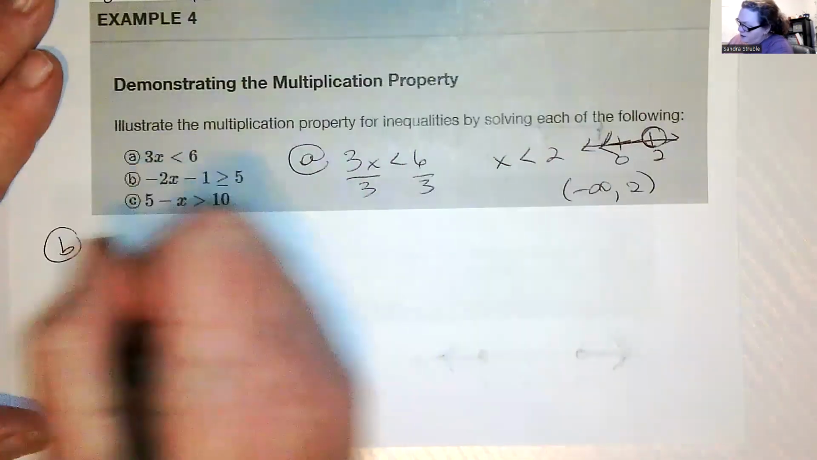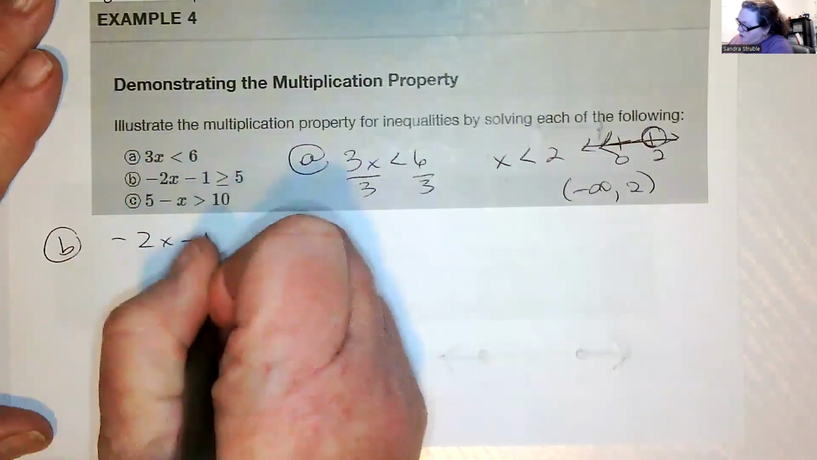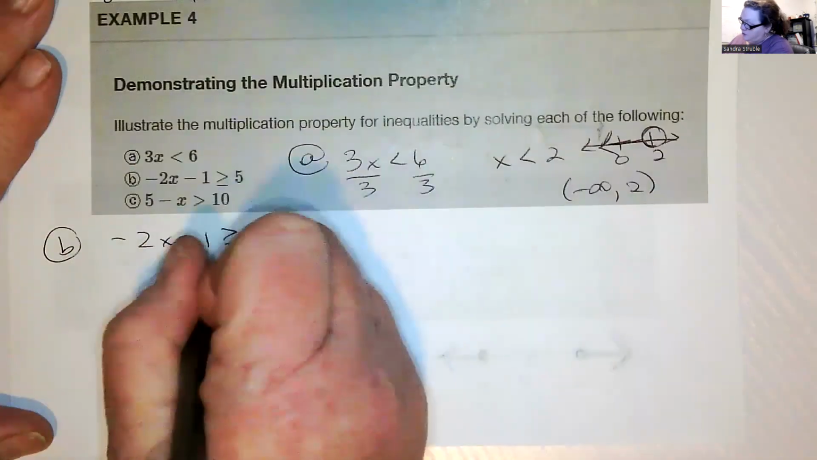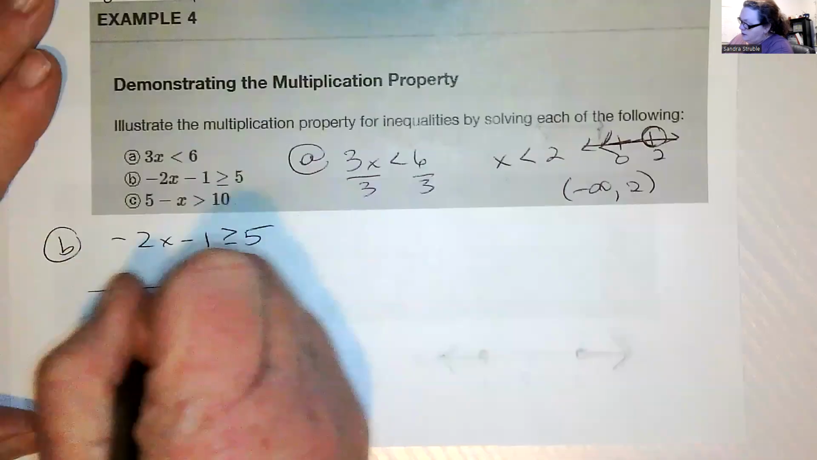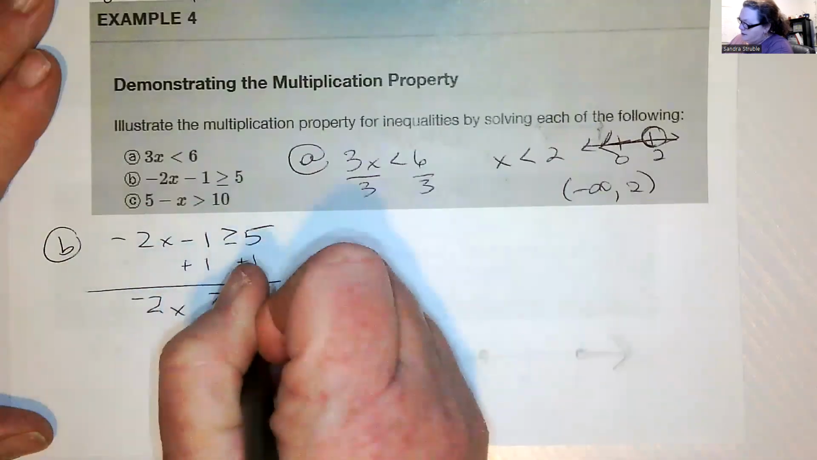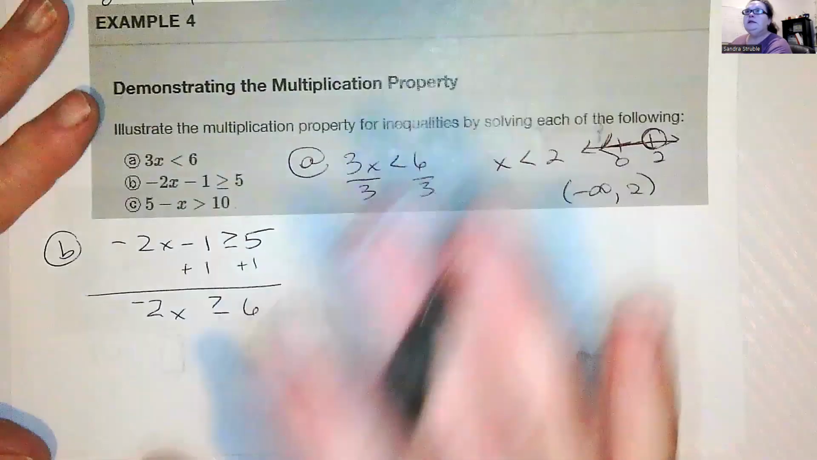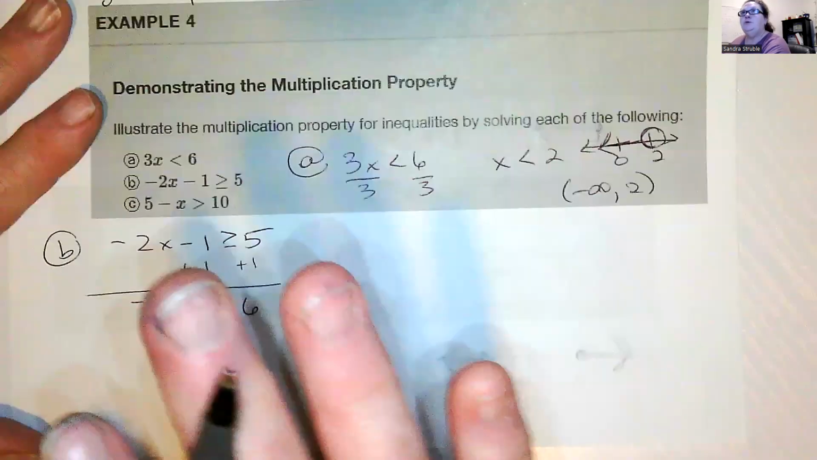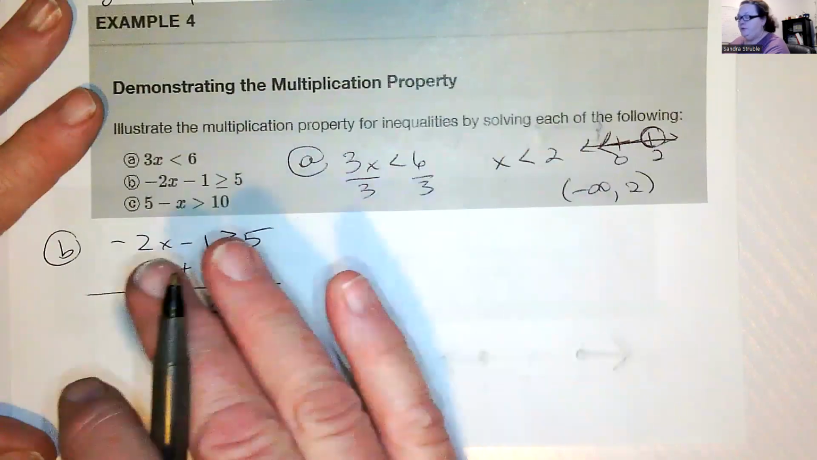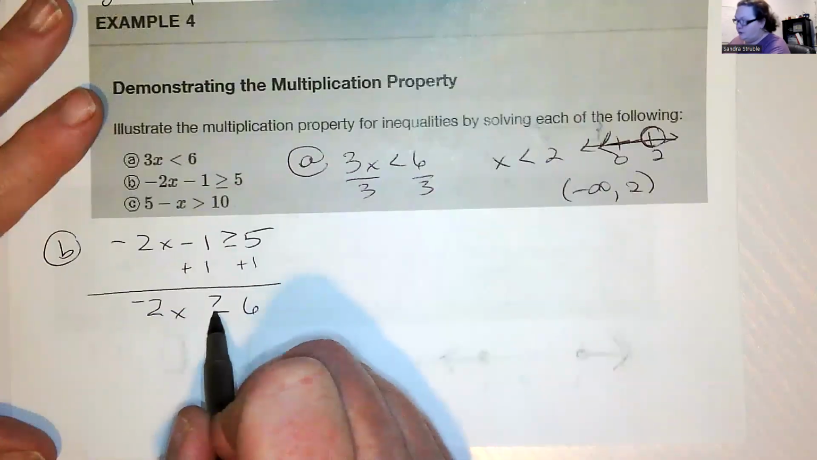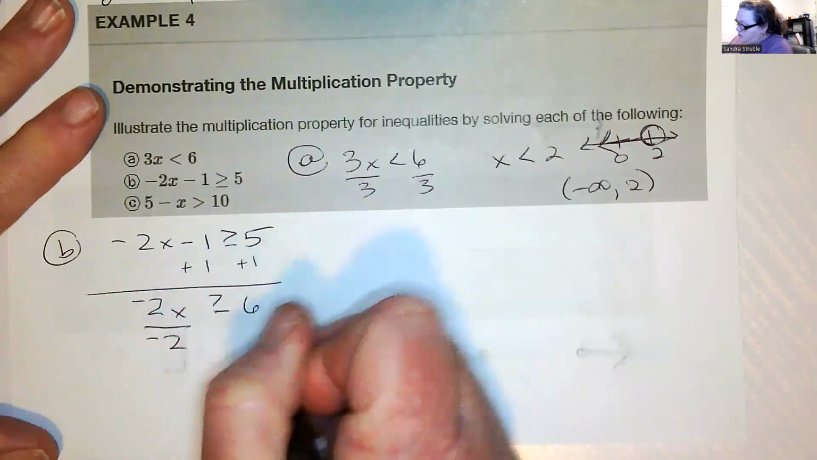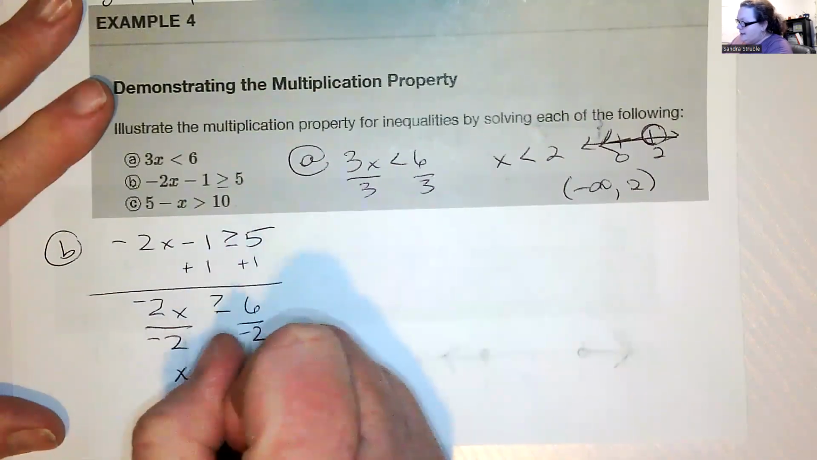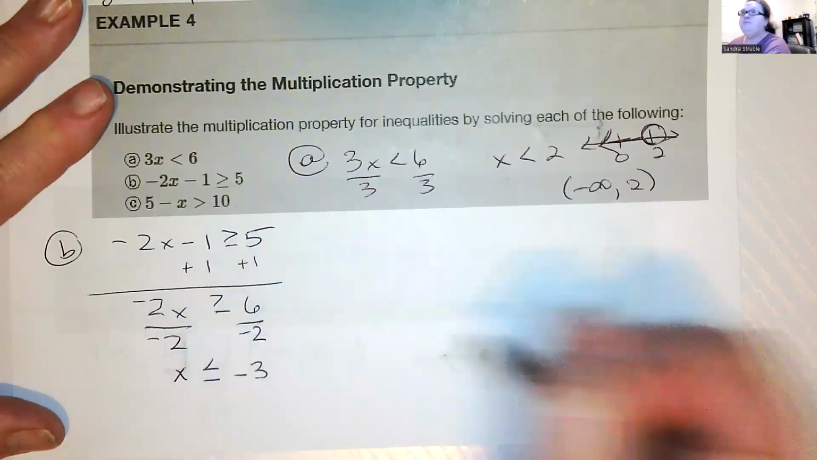So for B, negative 2x minus 1 greater than or equal to 5, solving for x. I'm just going to add 1 to both sides. So I get negative 2x is greater than or equal to 6. Now, anytime you multiply through or divide through by a negative number, your inequality sign changes. So dividing by negative 2, what you do to one side, you do to the other. And when you do that, you get x is less than or equal to negative 3.